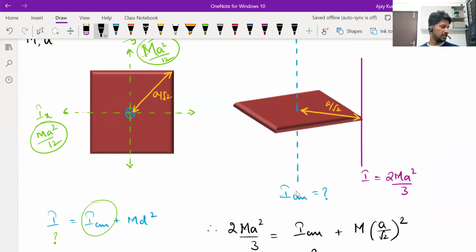And see, this is what makes moment of inertia an interesting quantity. There are many different approaches you can take to solve one problem. And that is what they like to test, whether you know how to look at it from all different angles or not, whether you know how to solve it using different approaches or not.